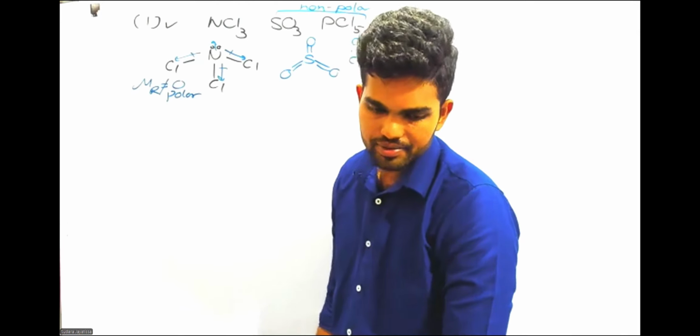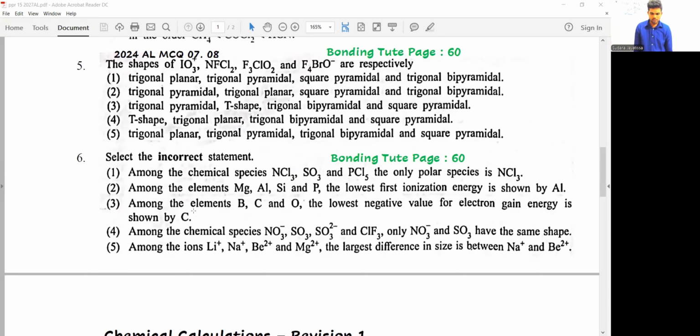Look at the second one. Again, the ionization energy. Lowest ionization energy is shown by aluminium. That is also correct. Those are third period elements. For first ionization energy, you have this zigzag variation. Magnesium, aluminium. Then you have silicon and phosphorus.